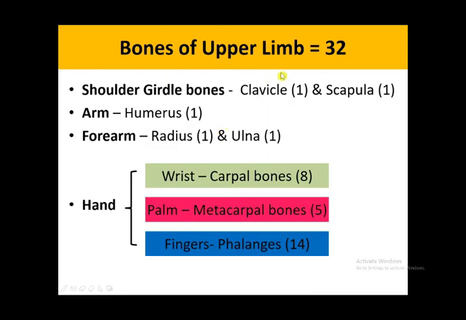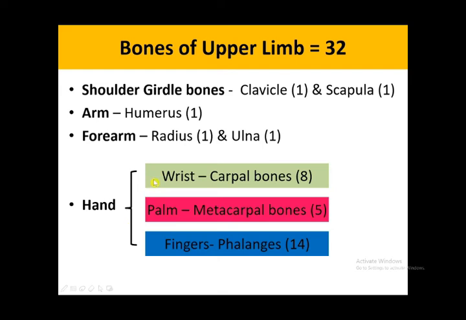Okay guys, today we're going to talk about the bones of the upper limb. On one side, we have a total of 32 bones, with sesamoid bones being exceptions. The shoulder girdle has two bones, clavicle and scapula. The arm bone is the humerus. The forearm has two bones, radius and ulna.